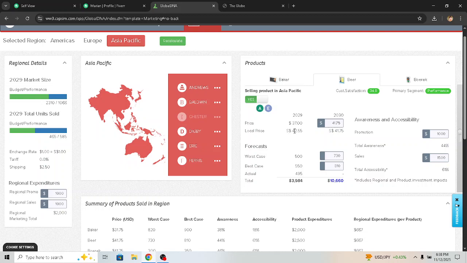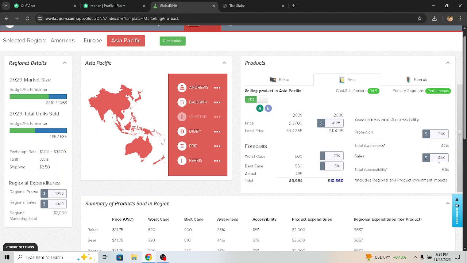As compared to the previous round, we had 42.55. We had to lower it, so that in every round, in every year, we lower our price for our customers, and customers are happy with those decisions, therefore boosting our sales. We gave it a promotion of 100%, which gives it a total awareness of 44%.